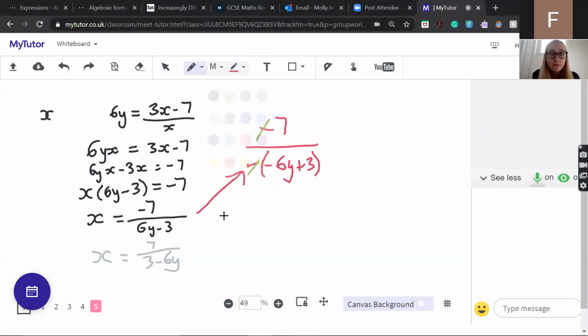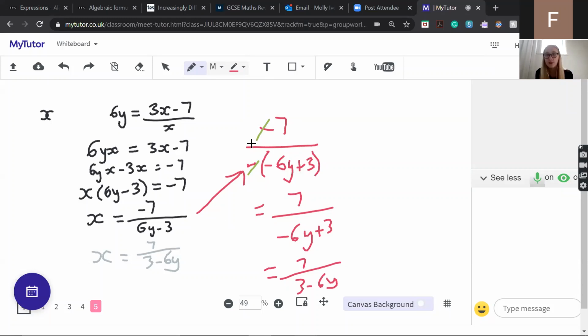And then this becomes 7 over -6y + 3. And then I've just swapped them around on the bottom because we can do that. -b + a is the same as a - b. And I just prefer it that way around. So 7 over 3 - 6y. That was just to make the solution look nicer. That's not necessary. It's just a bit of extra if you wanted to do a bit more advanced.